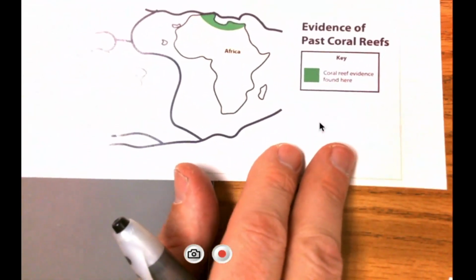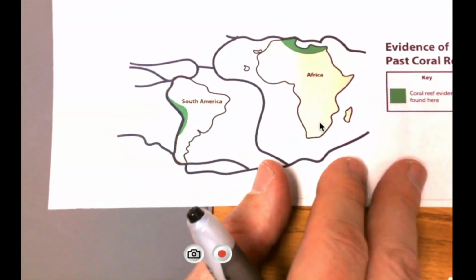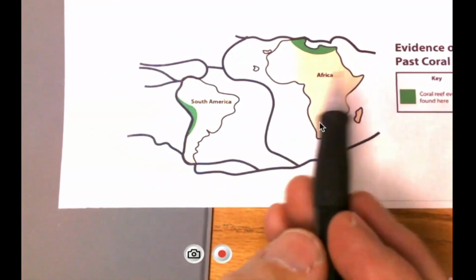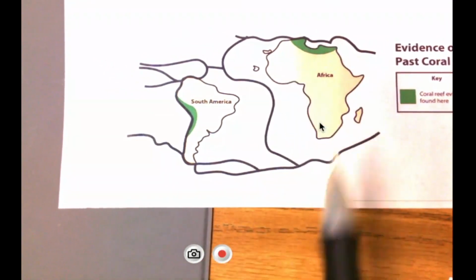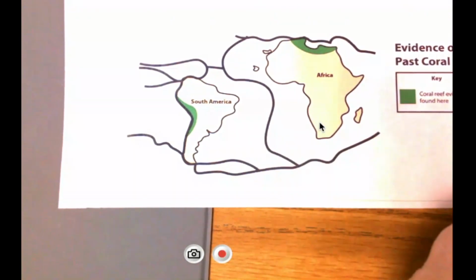Next one is evidence of past corals. So the green shows where coral used to be 150 million years ago. Again, it's hard to see what we're doing here, so I cut that apart.